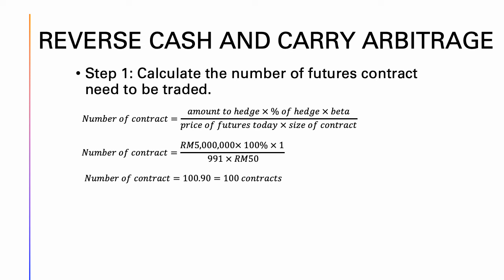So step number one, you need to calculate number of futures contract need to be traded. So number of futures contract for FKLI is equal to amount to hedge times percentage of hedge times beta divided by price of futures today times size of contract. So amount to hedge in this example is 5 million. Percentage of hedge is not given in the question, so we assume 100%. Beta of portfolio is also not given in the question, so we assume equal to 1. Price of futures contract today is 991 and size of contract is 50 ringgit, so you get 100.90. So for number of contract, we just take the figure which is 100. So number of contract is 100.